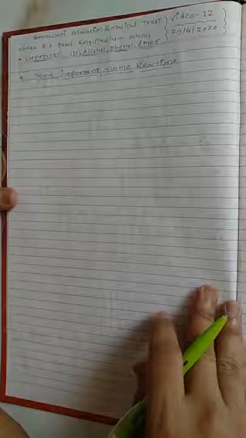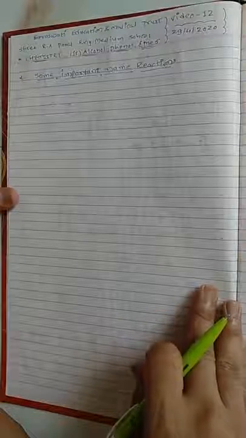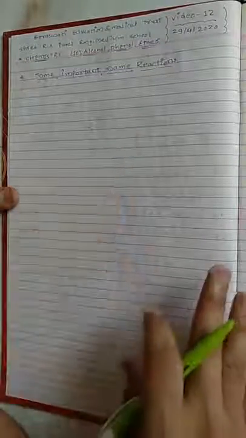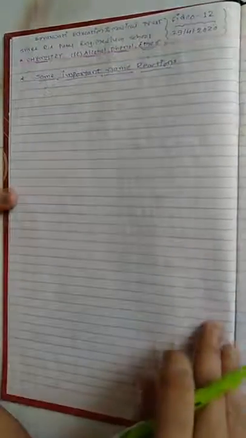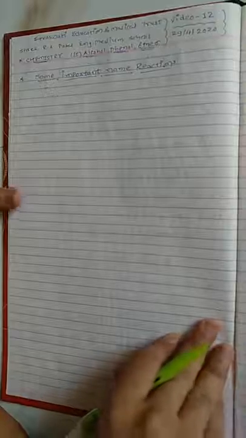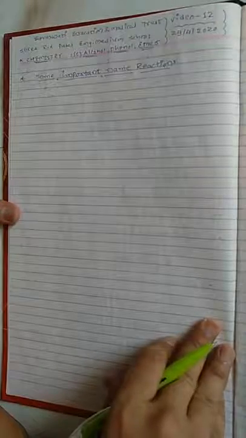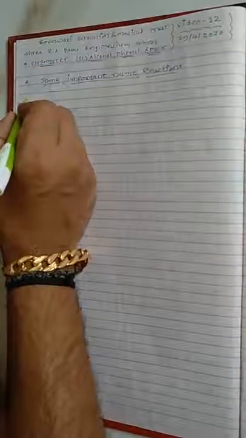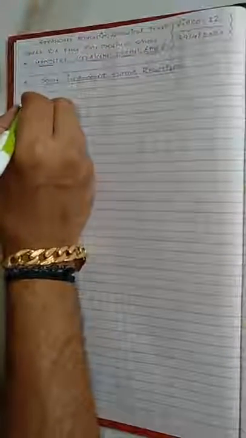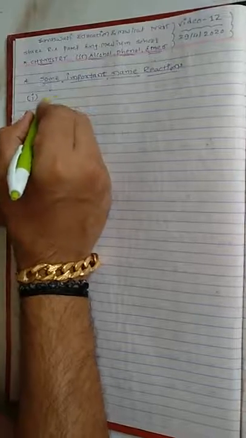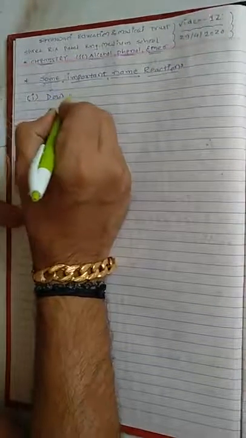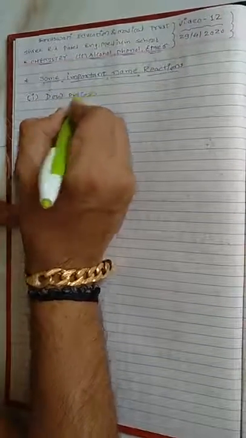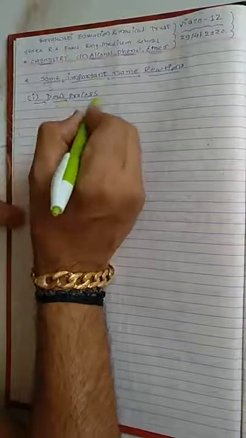Today's topic for video number 12 is some important name reactions of alcohol, phenol and ether. We have a number of name reactions which are very important for your exam purpose, but we will start from the first one, that is the Dow process. First method is Dow process.